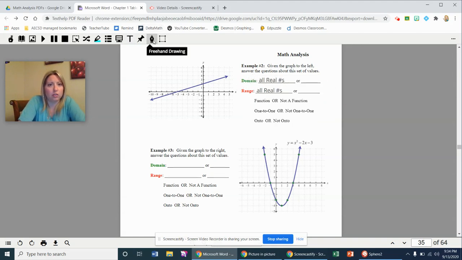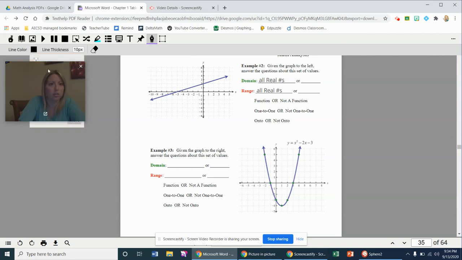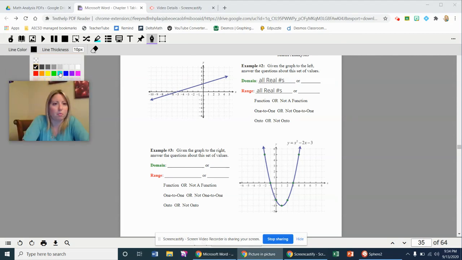Okay, let's circle. Line color. Why am I getting in my own way? There we go. Yeah, that's a function. No x values being used more than once. Yeah, that's one to one. Passes the horizontal line test as well as the vertical line test. And yeah, that's going to be onto because it's using the entire range. Cool. So far, so good.